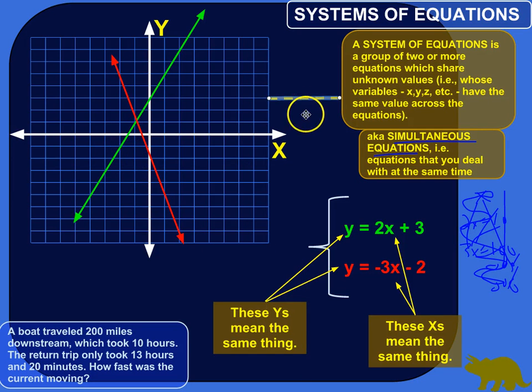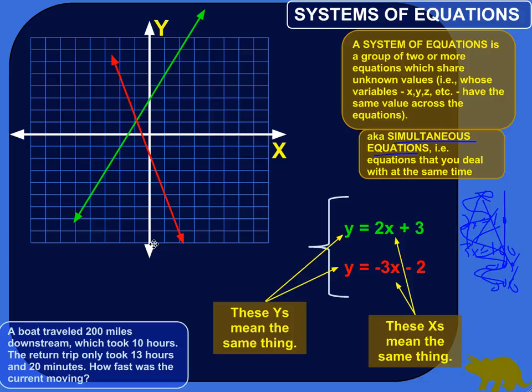So basically, a system of equations is a group of equations that you're dealing with at the same time, where the variables have the same meaning. And then the point at which they intersect, that would be called the solution of the system of equations. So they're really good for a lot of things.